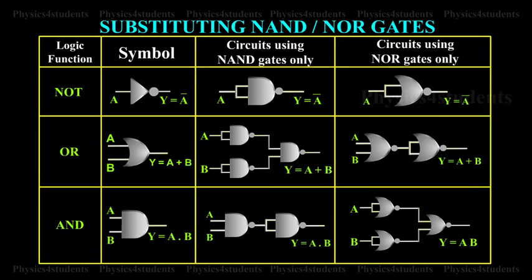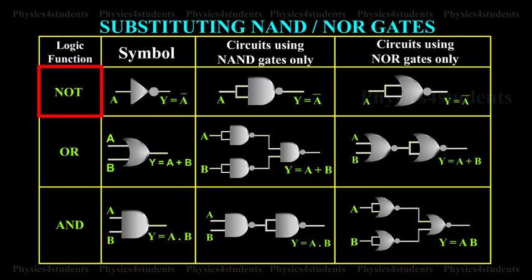Now let us see the logic function NOT by using NAND gate. This is the symbol of NOT gate. This represents the NOT gate circuits by using only NAND gates.